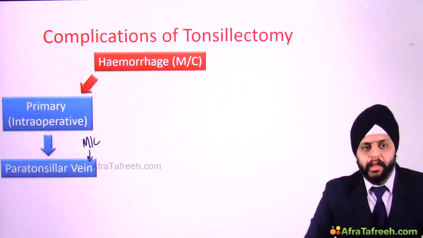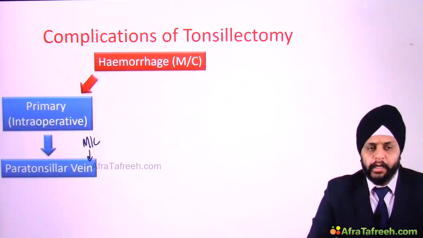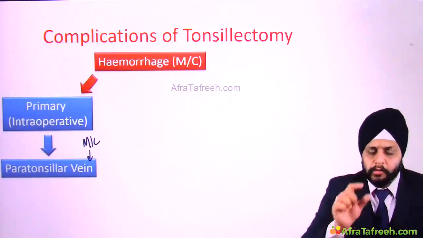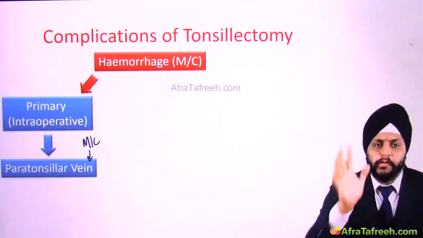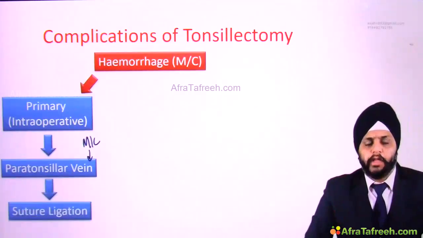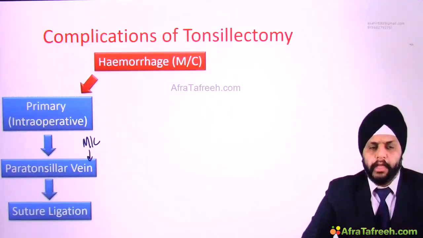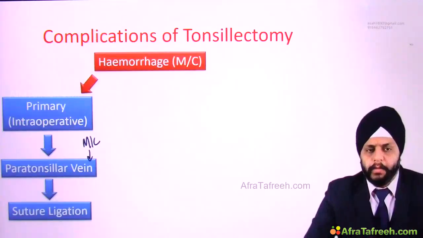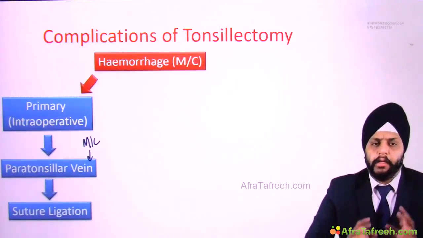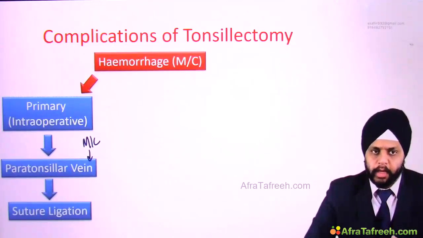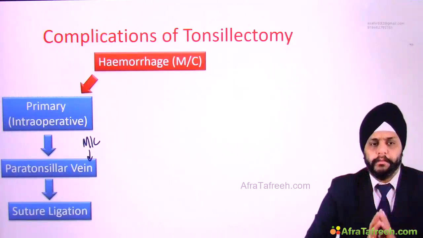So similarly, with the paratonsillar vein, when you see bleeding, what you do is you just hold it and you put a suture over there. So suture ligation. You ligate this vein with the help of a suture. It will stop the bleeding. So for the paratonsillar vein, the treatment is suture ligation. So that was your primary hemorrhage.